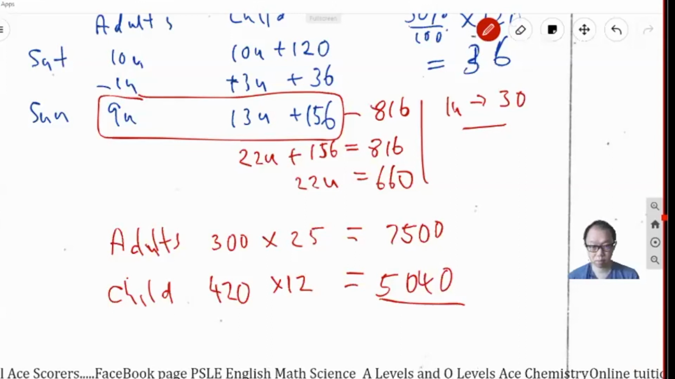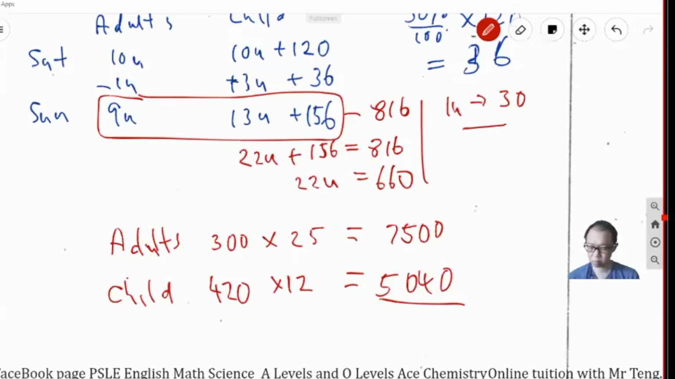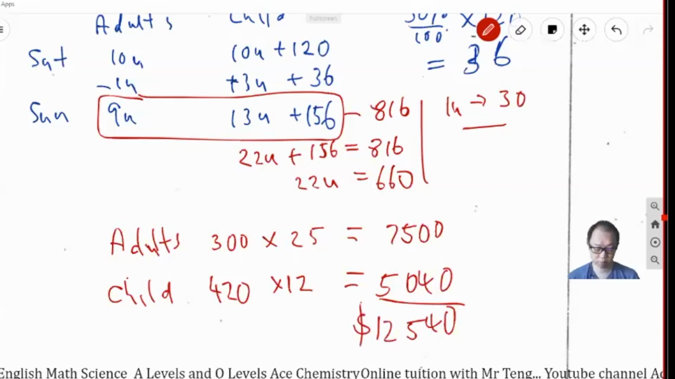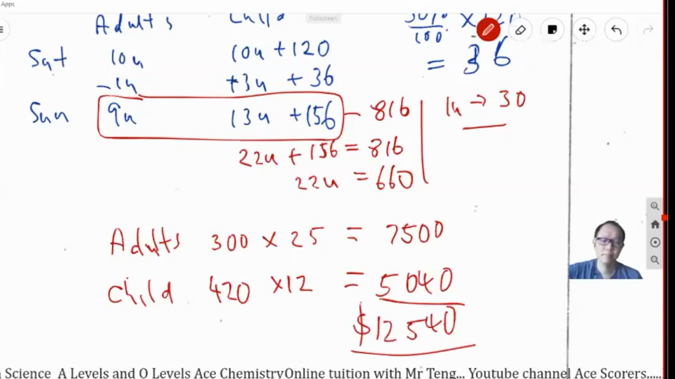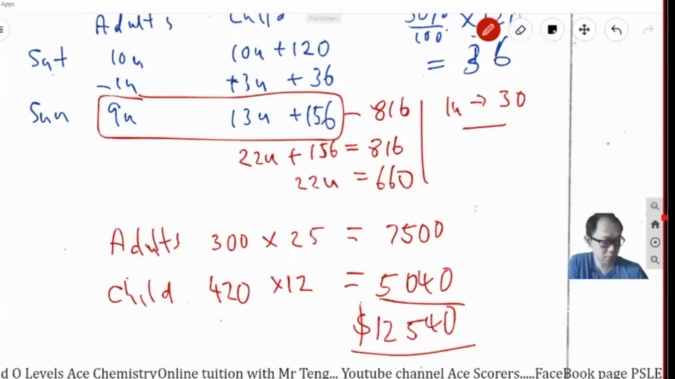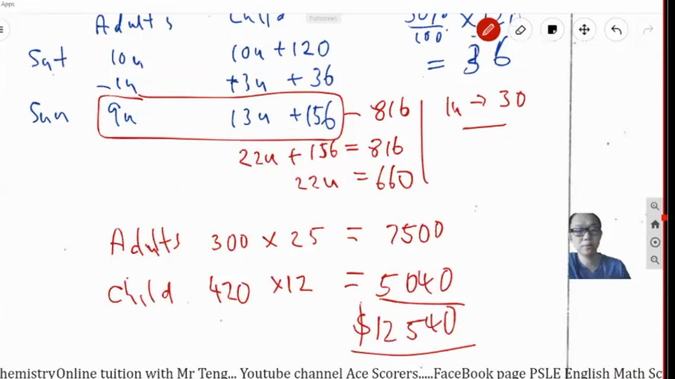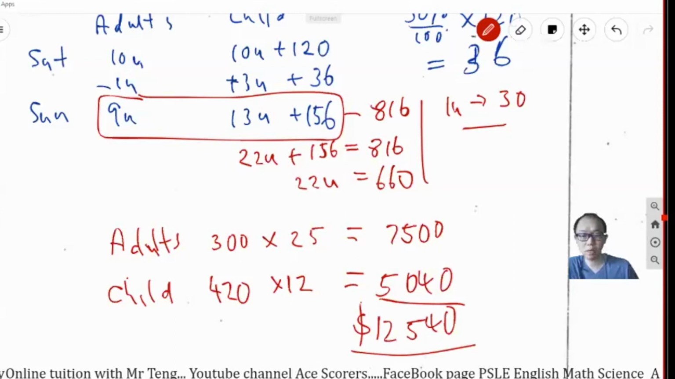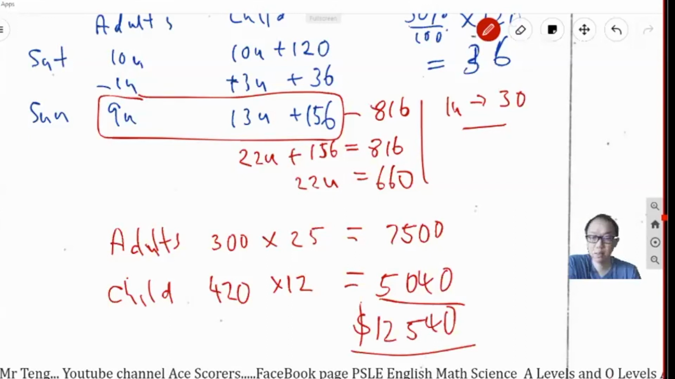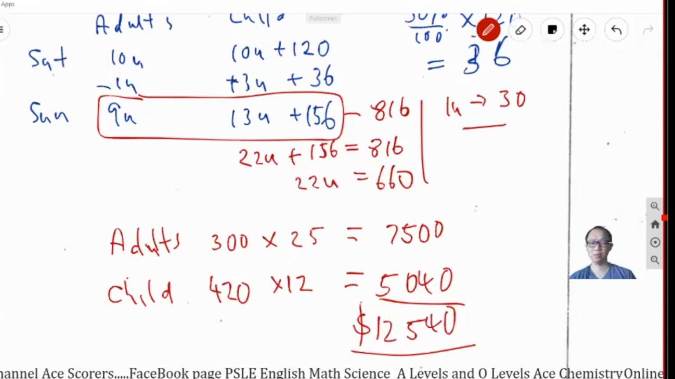Plus... 12,540. That's it. Difficult question. Is the answer 14? No, it's 12,540. Okay, so how do we solve this? Isn't the answer asking for tickets sold on Saturday? Yeah, Saturday. I'm calculating Saturday. I'm not calculating any other days. This is for Saturday.